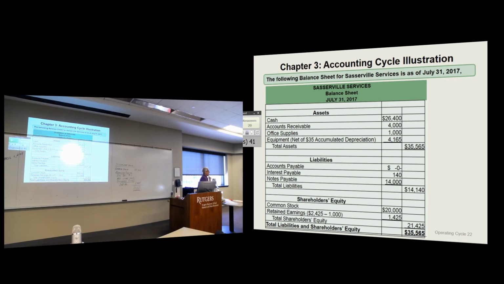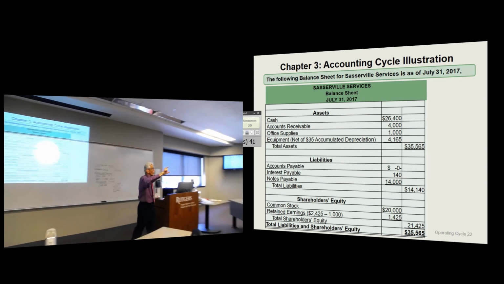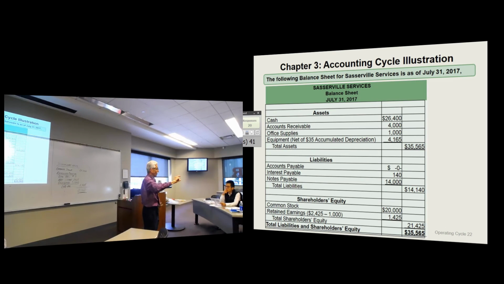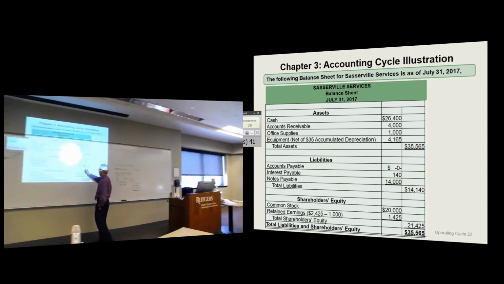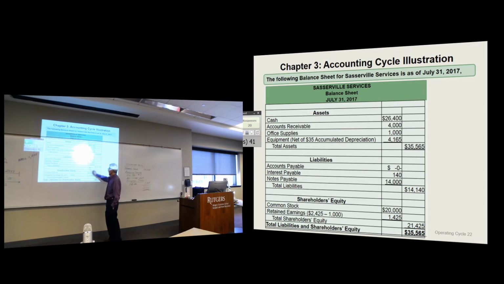You could show it grossed up minus the accumulated, but typically on published financial statements, you're going to see the equipment net of the accumulated. So if you wanted to on the exam, you're not wrong. If you put the equipment grossed up at 42 minus the 35 of accumulated, you could do that. That's not a problem. And then, of course, accounts payable is 0. Interest payable is 140. Notes payable 14. And then, of course, the balance sheet will balance.